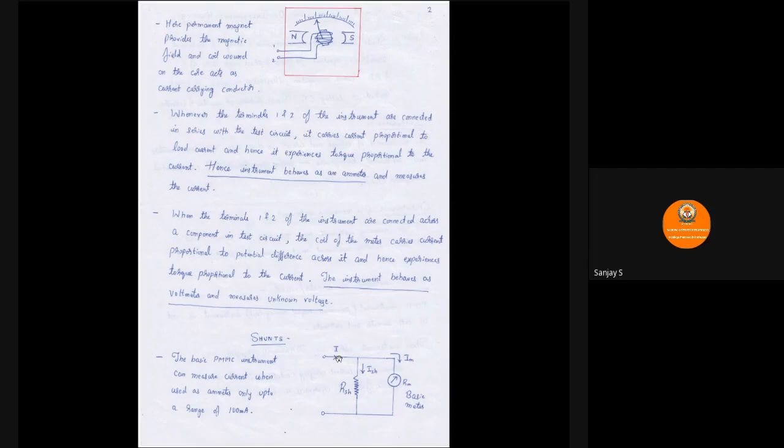Otherwise, if the shunt wouldn't be there, the current that this meter could measure was just IM, which was only up to 100 milliamperes. Now, since we have connected a shunt here, this instrument as a whole is a combination of R shunt and basic meter, which can measure I shunt plus IM. So the range has been extended. Since you are connecting it in parallel, this resistance is called a shunt.